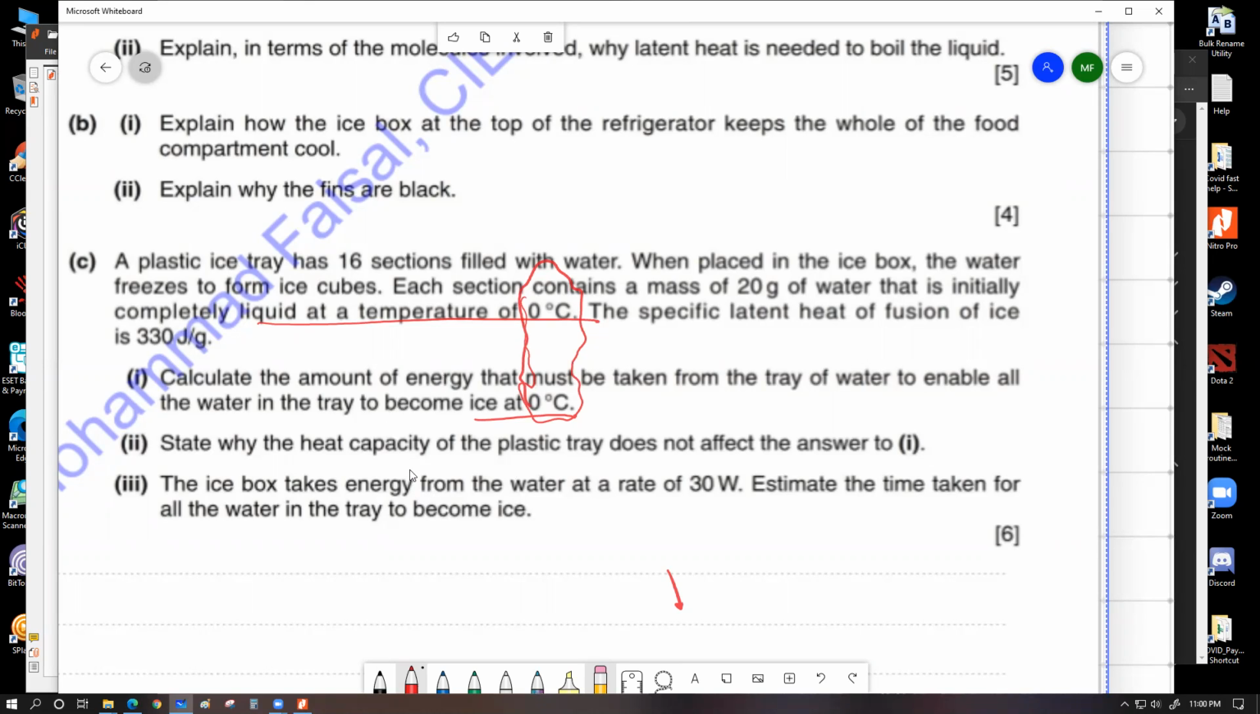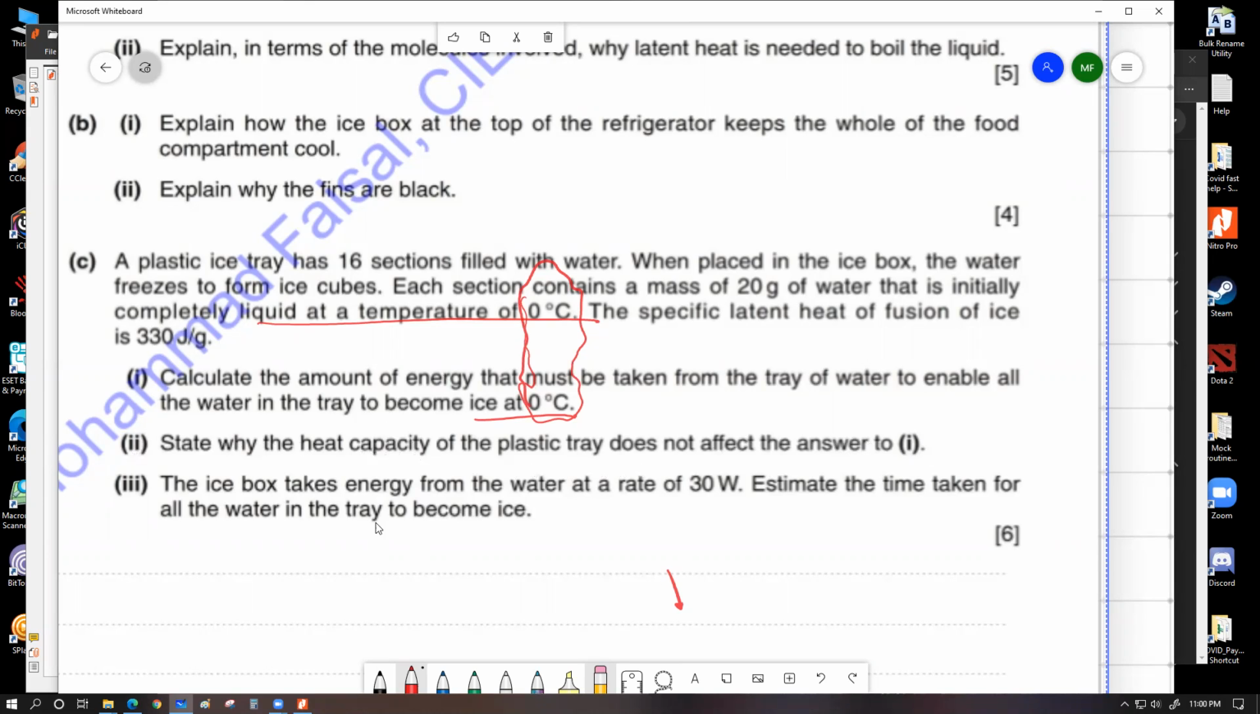And the rest of the part is pretty simple. The heat capacity of the facility does not affect the answer to part 1, because for this entire process the temperature is not changing. So if the temperature is not changing, E equals MC delta theta is 0. The product of the whole MC delta theta will always be 0.